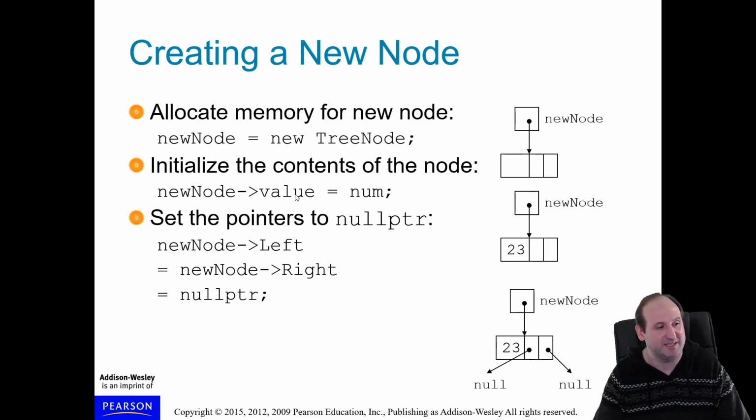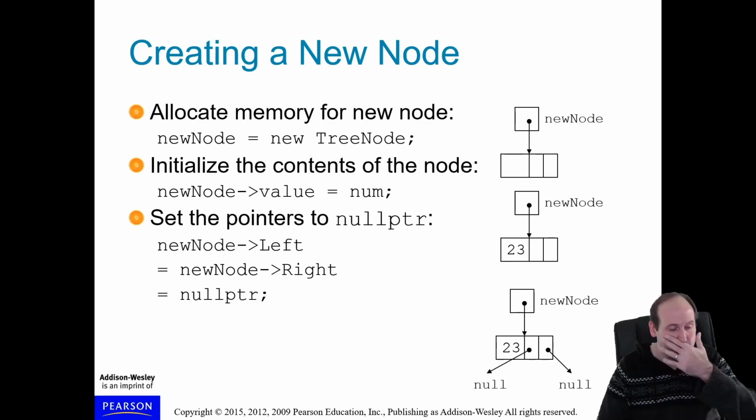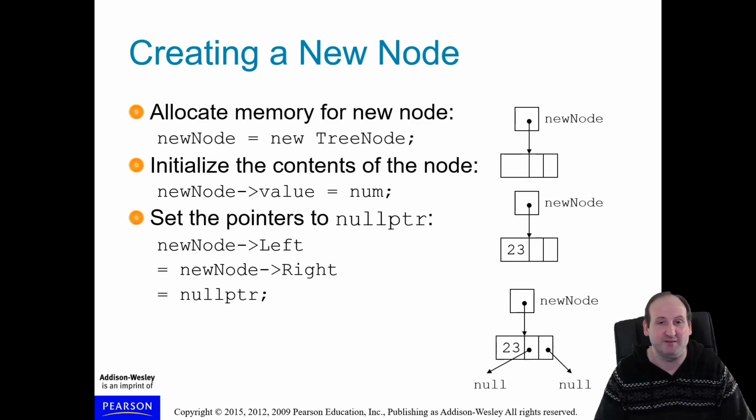So new node, set the value up and say, okay, left pointer's pointing to null, right pointer's pointing to null. I do not like this notation. There's no reason why you can't just make it 2 lines of code to make it a little simpler. But that's just me. Everyone else has their different ways of doing their code.